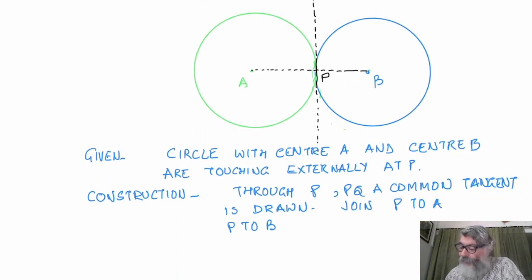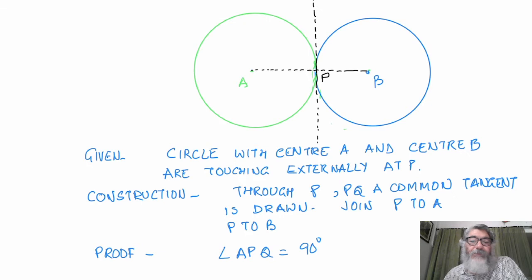Now let us see the proof part. In the proof, what I am going to say is that angle APQ will be 90 degrees. Why will it be 90 degrees? We read in the first theorem, then we applied it to the second theorem: the tangent and radius are always perpendicular. PA is a radius, because the point of contact is joined to the center of the circle. PQ is the tangent. So tangent and radius are perpendicular.